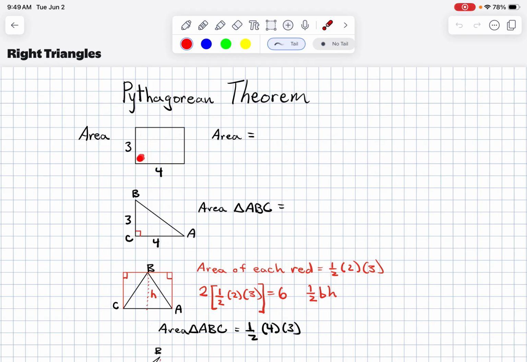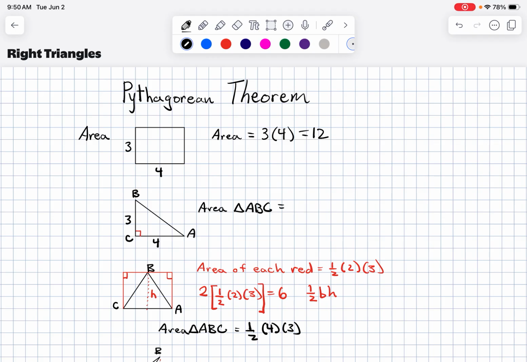So each one of these little 1 by 1 units has an area of 1. So the area of this stack right here is 1, 2, 3. So you get 3, 6, 9, 12. So what you would do to compute the area is simply take the length times width. So what we have here is 3 times 4, which is 12 square units.